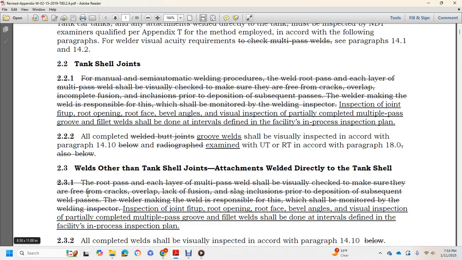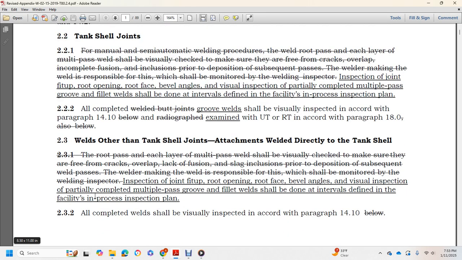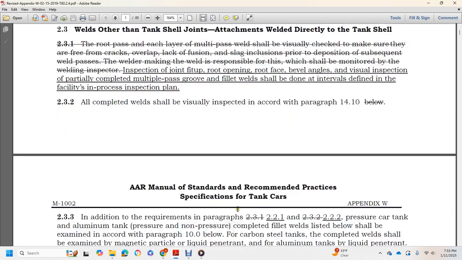2.3 Welds other than tank shell joints, and attachment welds directly to the tank shell, starting with the root pass. Each layer of a multi-pass weld should be visually inspected to make sure it is free from cracks, overlap, lack of fusion, and slag inclusion prior to deposition of subsequent weld passes. The welder making the weld is responsible for this, and it should be monitored by the welding inspector. Inspection of the joint fit-up, root opening, root face, and bevel angle, and visual inspection of partially completed multi-pass groove and fillet welds, should be done at intervals defined in the facility's in-process inspection plan. A completed weld should be visually inspected in accordance with paragraph 14.10 below.